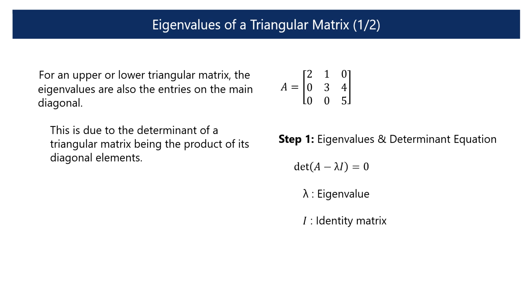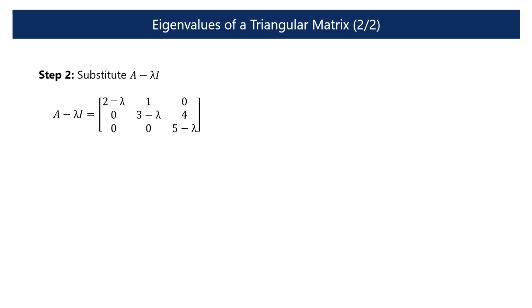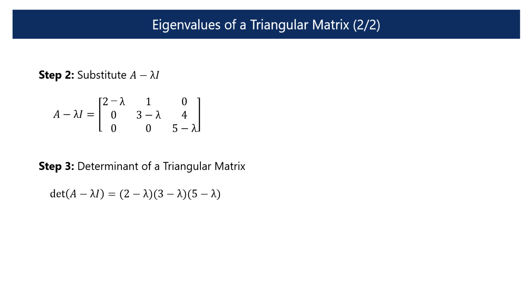Step 1. Eigenvalues and the determinant equation. To find the eigenvalues of A, we solve the characteristic equation. Here, lambda is the eigenvalue and I is the identity matrix. Step 2. Substitute A minus lambda I. Subtract lambda from each diagonal element of A. Step 3. Determinant of a triangular matrix. The determinant of a triangular matrix is the product of its diagonal elements.